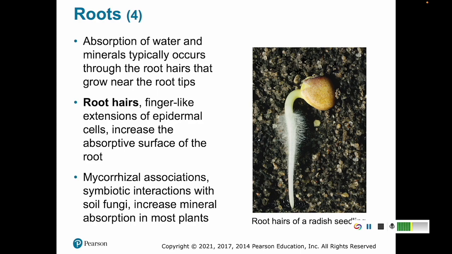Roots are very important in absorbing water and minerals, and they typically do that through root hairs. So root hairs are these little fingery, hairy projections, and they increase the surface area of the root, which means it's able to absorb more water. It has more contact with the environment. Root hairs often can also create mycorrhizal associations, what we discussed a couple of chapters ago. Mycorrhizal associations are interactions between the plant and fungi, and that also helps the plants be able to absorb more minerals.